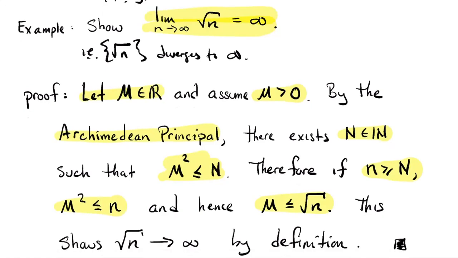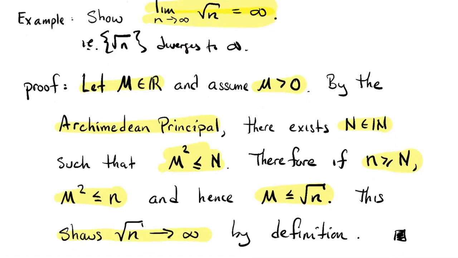I've shown that for any positive number m, I can find some number such that if my index is greater than or equal to it, my sequence terms are greater than or equal to m, and that is by definition the statement that the square root of n diverges to infinity. Nice. Right, so the spirit of it is that diverging to infinity means that eventually the terms of the sequence will be larger than any pre-specified value. The pre-specified value is the number m.